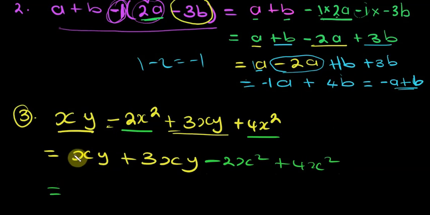Okay, so there's an invisible one there, xy, just write it down there. Then you add the coefficient, 1 plus 3, that is 4.